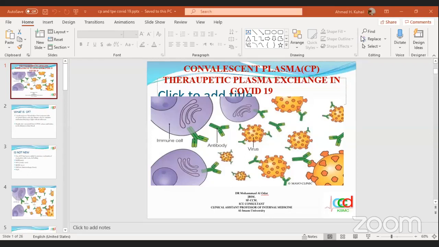So it can be considered the last option, or one of the options, before going for mechanical ventilation.